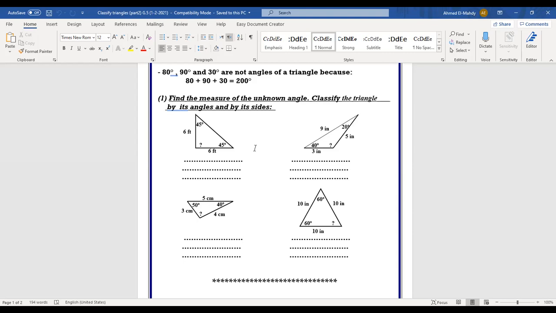And according to length of sides, we have also 3 kinds as we said yesterday. The first, if the triangle has 3 equal sides, it will be an equilateral triangle. The second, if the triangle has only 2 equal sides, it will be an isosceles triangle. And the third, if the triangle has no equal sides, all its sides are different, it will be a scalene triangle. Let's start in our exercise.